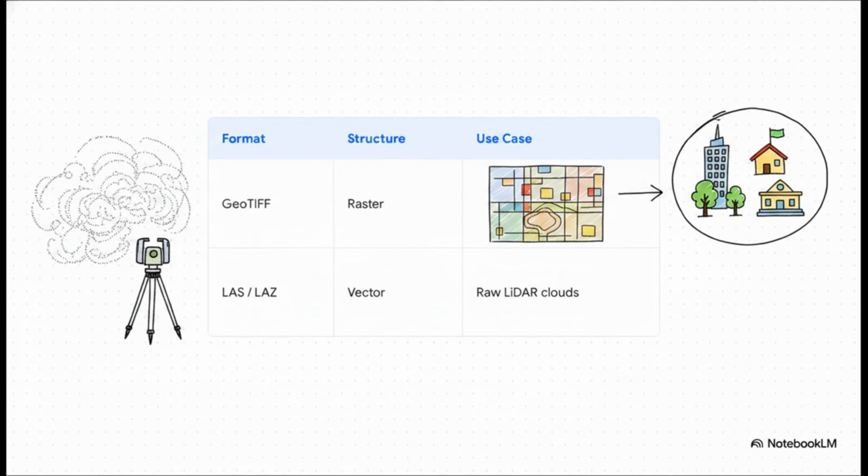To make your life easier, think of these formats as your cross-departmental cheat sheet. When do you use what? Well, if you're managing raw, unprocessed LiDAR point clouds straight from the engineering or surveying team, you're going to be dealing with LAS or LAZ vector files. But if you want to share an interpolated elevation map with the zoning board, the environmental team, or the mayor's office, you want a GeoTIFF. It's a grid-based raster format that serves as the universal standard for sharing GIS data easily across teams.